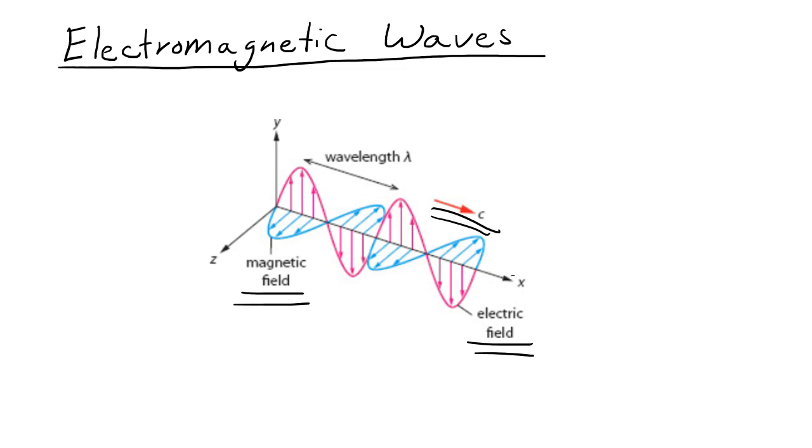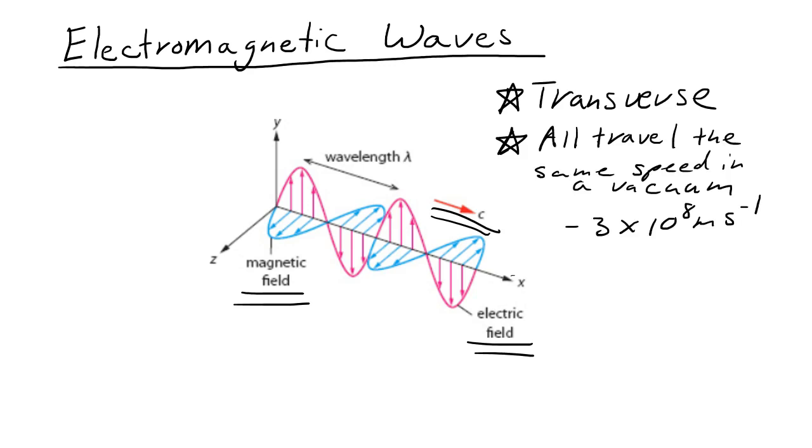Electromagnetic waves are all transverse, and they all travel at exactly the same speed in a vacuum. And that speed is 3 times 10 to the 8 meters per second. Okay, now let's talk about the different kinds of electromagnetic waves there are out there.